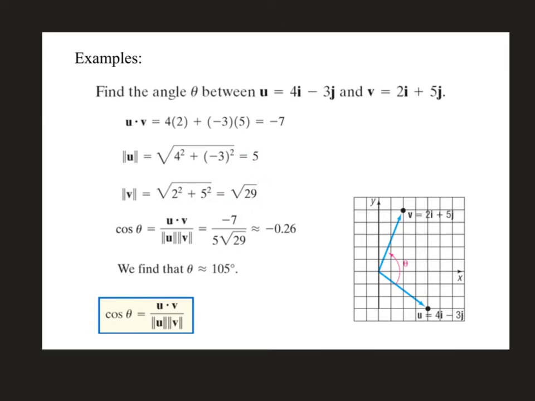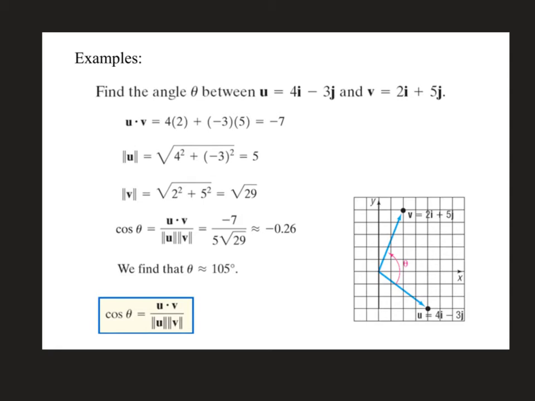When you do that calculation, you'll get -0.26, and then you want to use inverse cosine of -0.26. Make sure you're in degree mode, and you'll get the answer of 105 degrees. What's great about the cosine function is when you take the inverse, you'll be returning angles between 0 and 180.